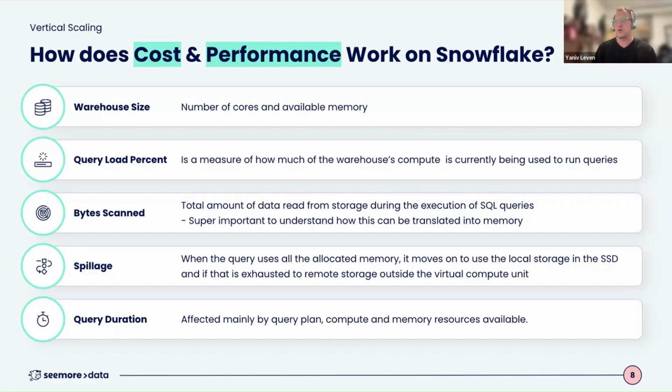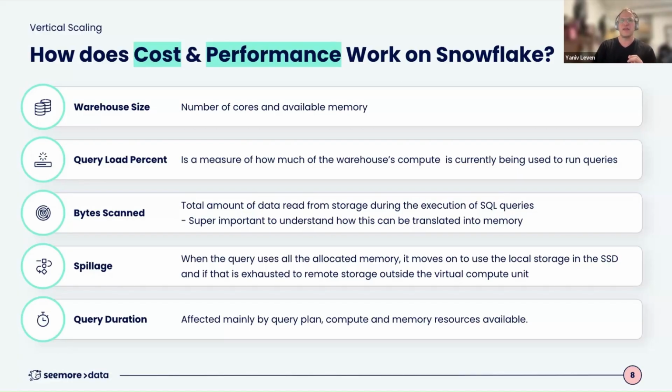So warehouse size, of course, tells me the number of compute cores that I have and the available memory I have. Query load percent basically tells me how busy the warehouse is, how well utilized the compute is.